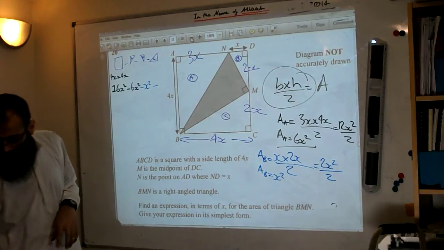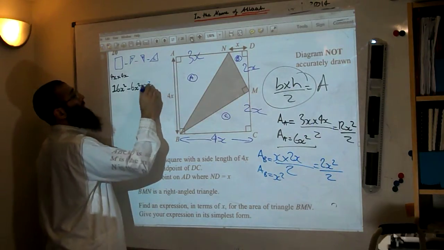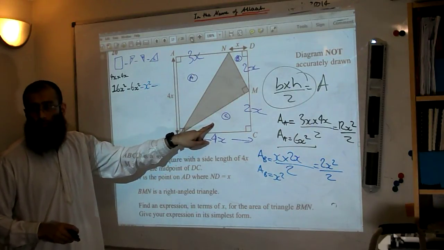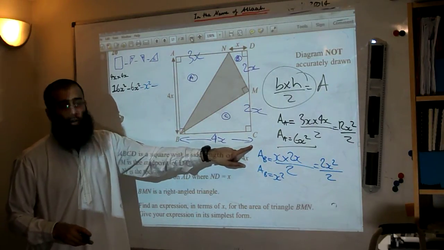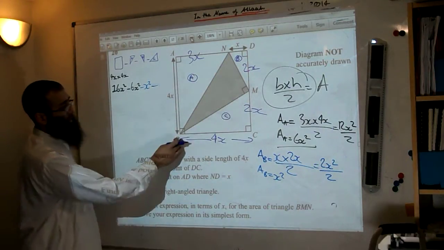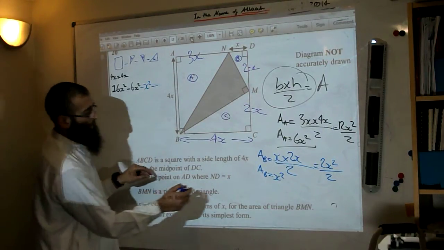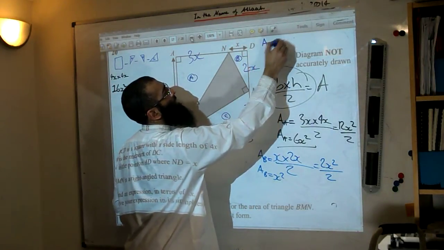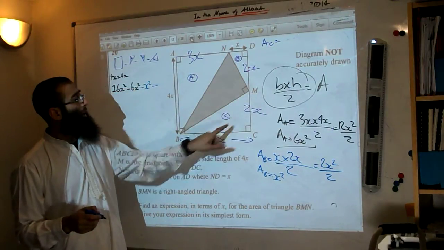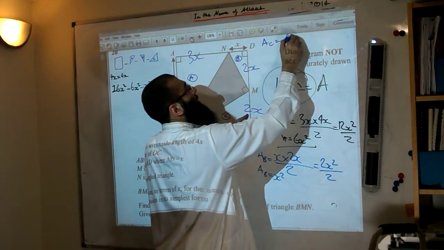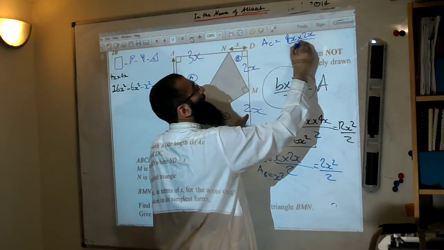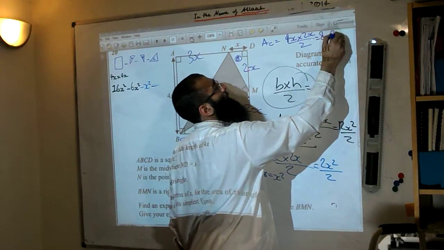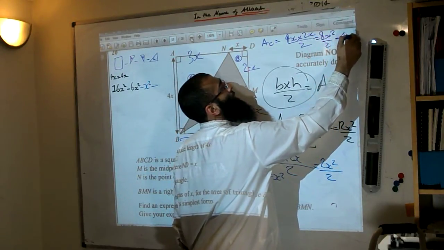Here comes the next part. Area of C. Where's C? C is over here. Here's your base, which is 4x, and here's your height, which is 2x. So the base is 4x times by the height 2x, and then we divide it by 2. Base times by height divided by 2 will give us 8x squared divided by 2, which gives us 4x squared.